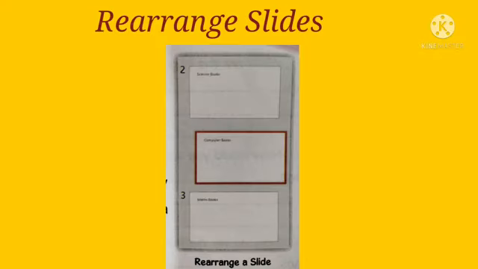Rearrange slides. Select the slide you want to rearrange in the thumbnail pane. Click and hold the slide. Drag and drop the slide in the desired place. To rearrange multiple slides together, what you have to do? Press the Shift key and select more than one slide. And then drag and drop the slides to a new place.